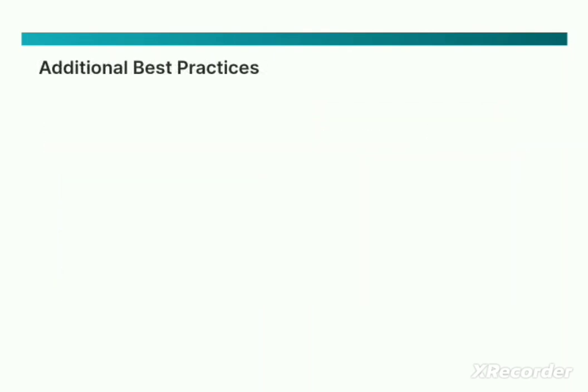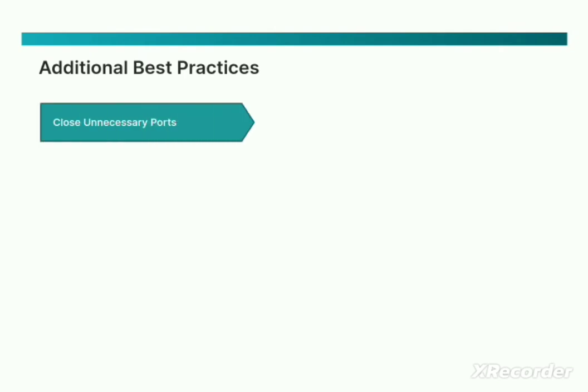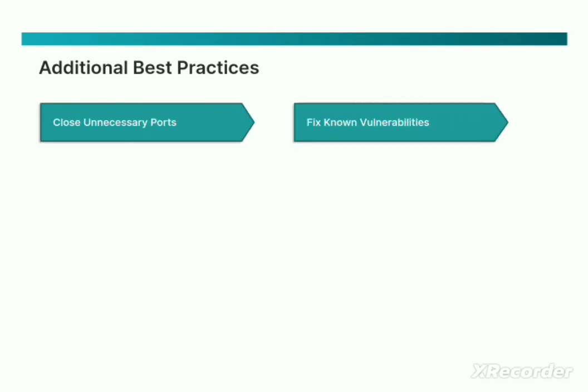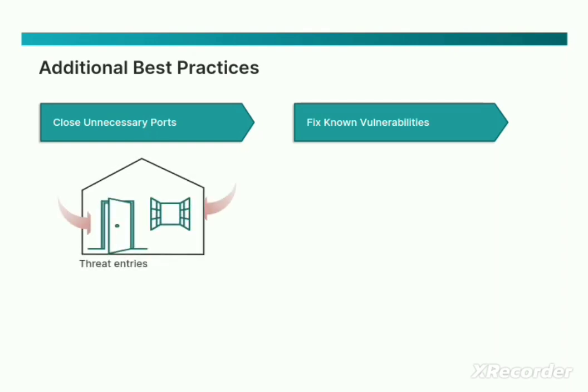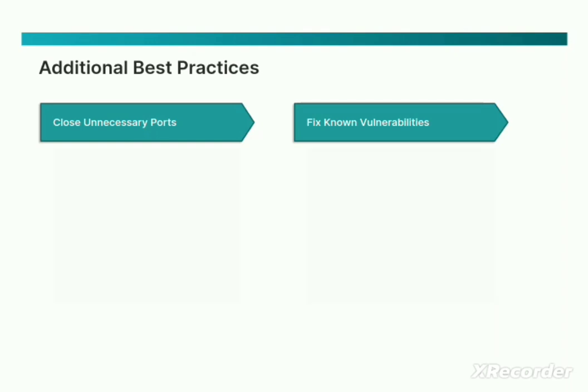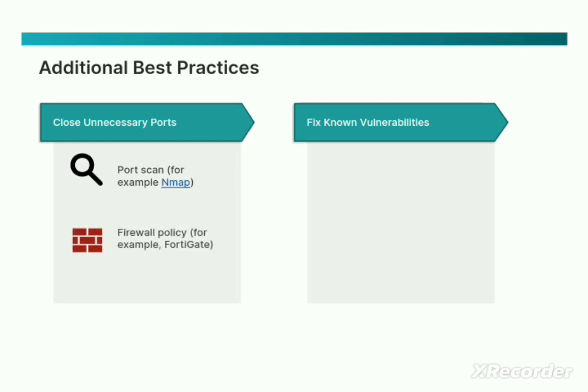In addition to the previous prevention methods, two important best practices are to close unnecessary ports and fix known vulnerabilities. Neglecting these steps can provide points of entry for network threats, like leaving doors and windows open at home. To find open ports, a port scan like Nmap can provide a comprehensive list. If the unnecessary ports cannot be closed directly on the server, you can create a firewall policy that blocks access to these specific ports on the front firewall, such as FortiGate.